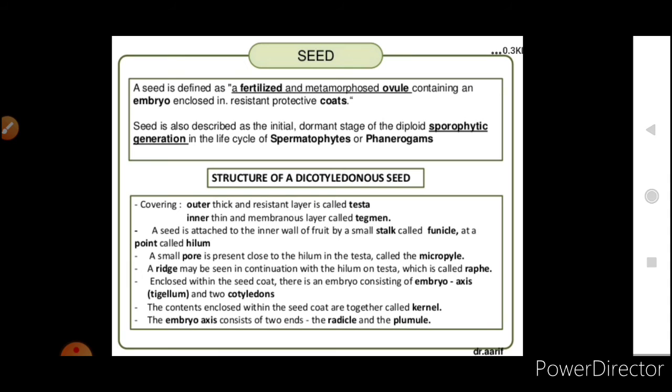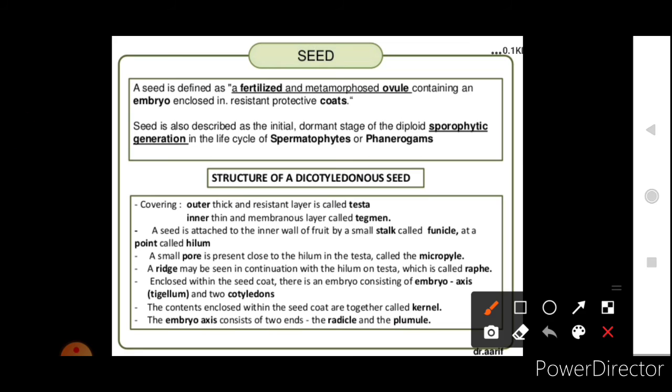Enclosed within the seed coat, there is the embryo consisting of the embryo axis. The contents enclosed within the seed coat are together called kernel, and the embryo axis consists of two ends, that is radicle and the plumule. For the structure of the dicot seed or the structure of the ovule, you can see my 12th standard videos of the second chapter, reproduction in flowering plants, where I have explained each and everything. You don't have to remember each and everything in so much detail, but if you visualize that, you will be able to learn it.